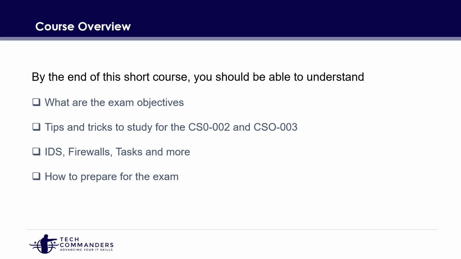By the end of the course, you should be able to understand what exactly the exam objectives are, and what tips and tricks you want to really understand for this exam. I'll also discuss the differences between the CS0-002 and the 003 exams. At the time of writing this course, there are two exam versions out: 002 and 003. Exam 003 will be available in March of 2023, and at the time of writing we're still months away from that.